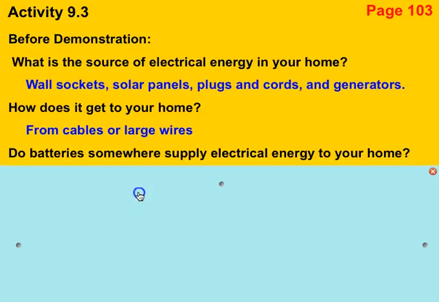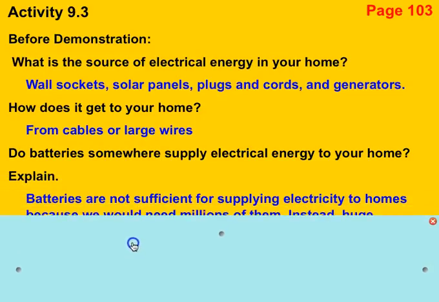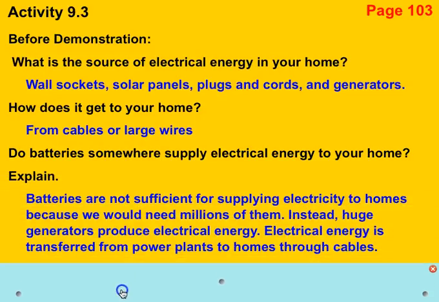Now, do batteries supply electrical energy in your home? They could, even though batteries aren't sufficient for supplying electricity to your whole home. And I'll caution myself right there and stop. Some homes are off the grid, and if that's the case, they may have enough batteries built up where they can power their entire house via batteries. However, instead, huge generators produce electrical energy. Electrical energy is transferred from power plants to homes.